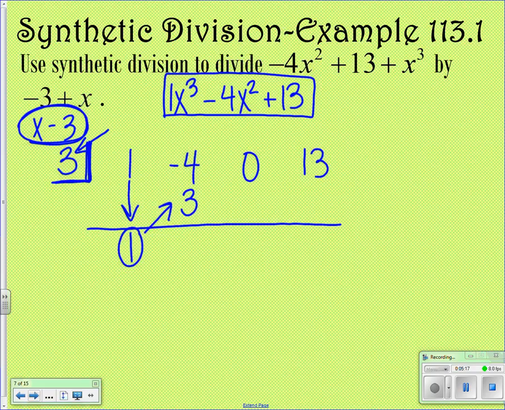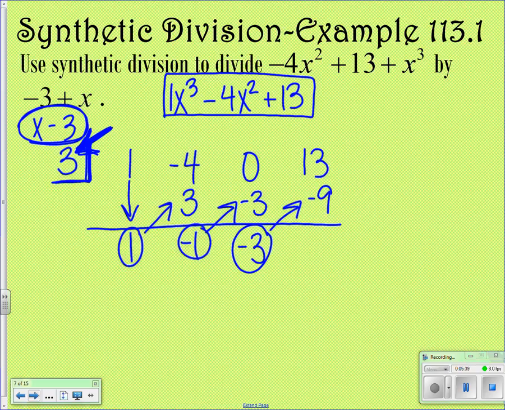Then you're going to add the numbers in this column to get -1. So we take that -1 and multiply it by the 3 again, which is -3, then it goes right here. So add those together and you get -3. So -3 times this number here is -9, and it goes right here. And so 13 minus 9 is 4.